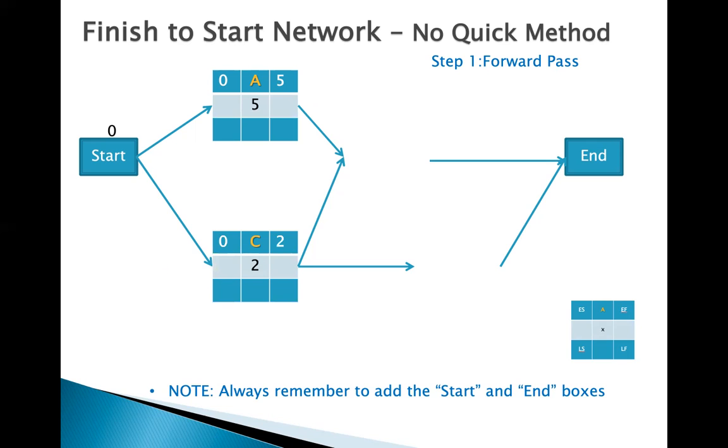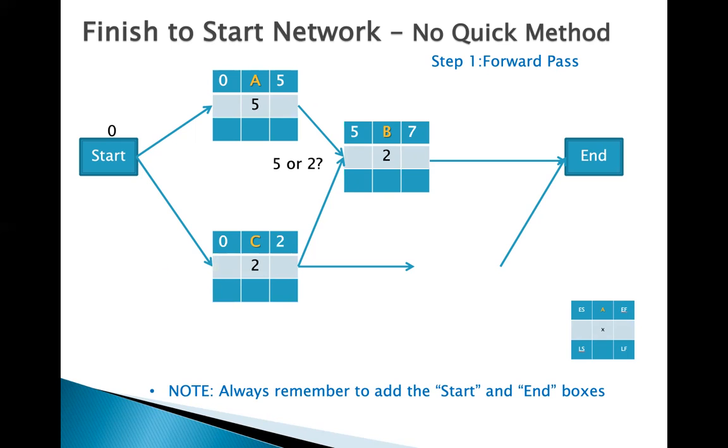After that, I need to do the same with the rest of the activities of this network, which are activity B and activity D. So activity B can start only when activity A and activity C are finished, okay?